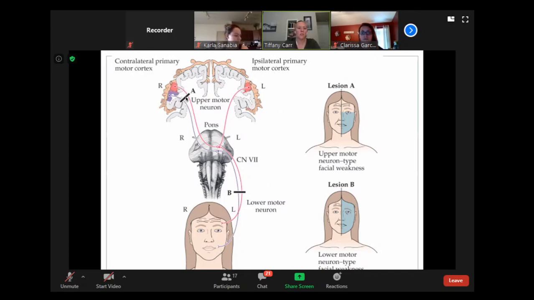So it's contralateral to the upper motor neuron. You can see over here we have the opposite impact, and that's why we have that sparing on the forehead, because it's still getting motor input. And the ipsilateral here, you see, is to the lesion. It's always to the lesion. And you have both inputs that are damaged.